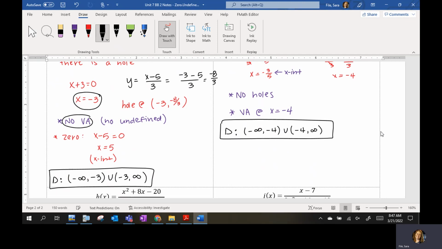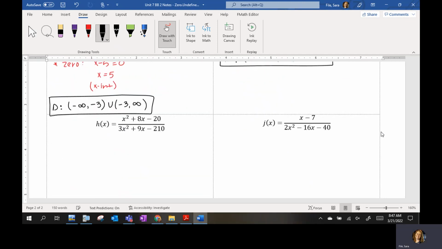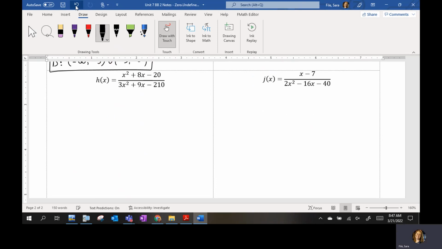So far, so good? All right. We'll give this one a shot. This needs to be factored.